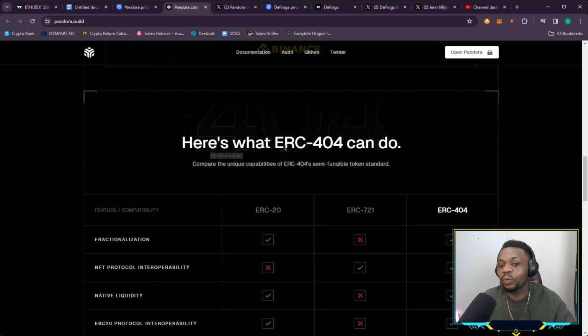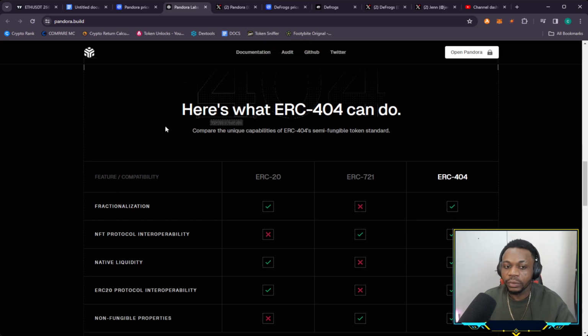And it says, here is what ERC404 can do. So let's compare the unique compatibility of ERC404's semi-fungible token standard. So it says for fractionalization, it's an ERC20 fractionalization, yes. ERC721, this is the normal NFT standard, which is ERC721. But the normal tokens on Ethereum, it's ERC20. So this is normal tokens on Ethereum and normal NFTs on Ethereum coming together to have ERC404.